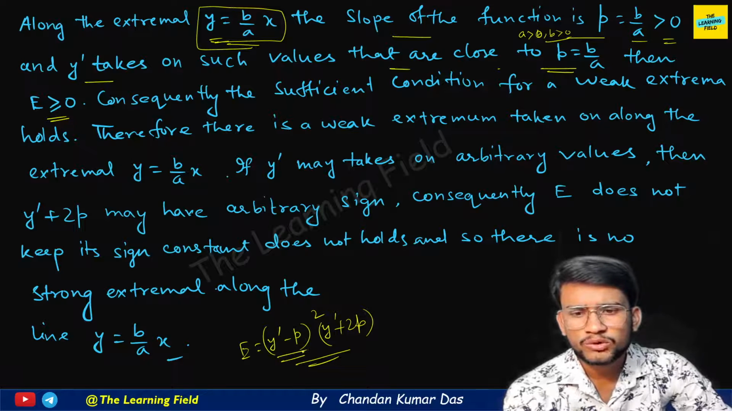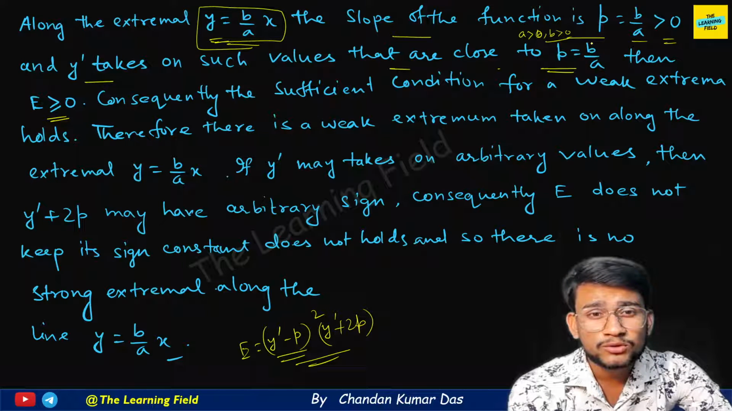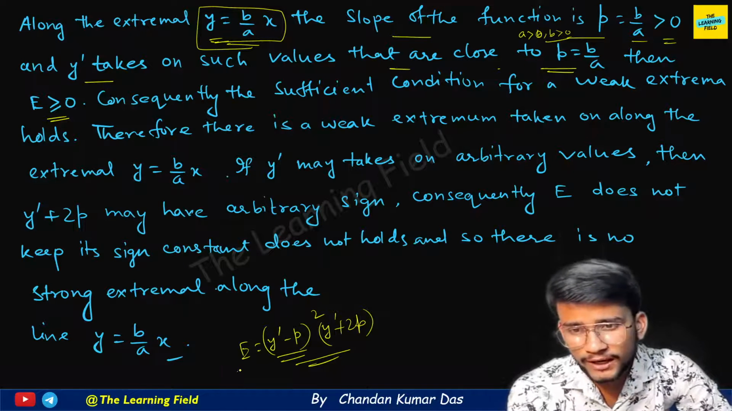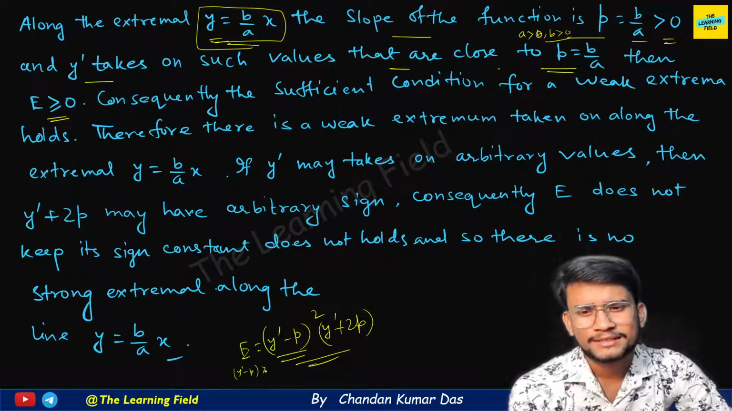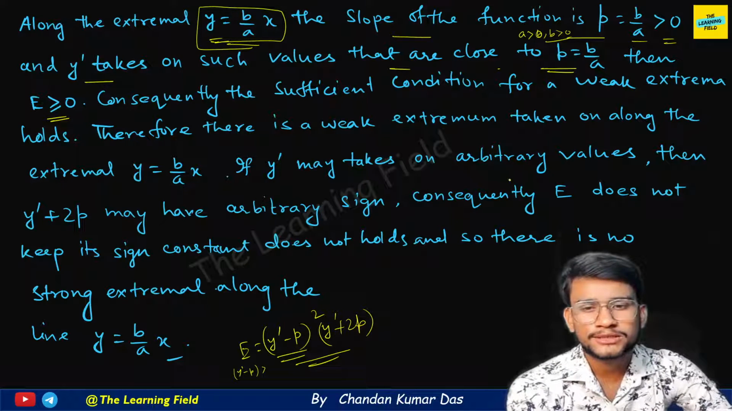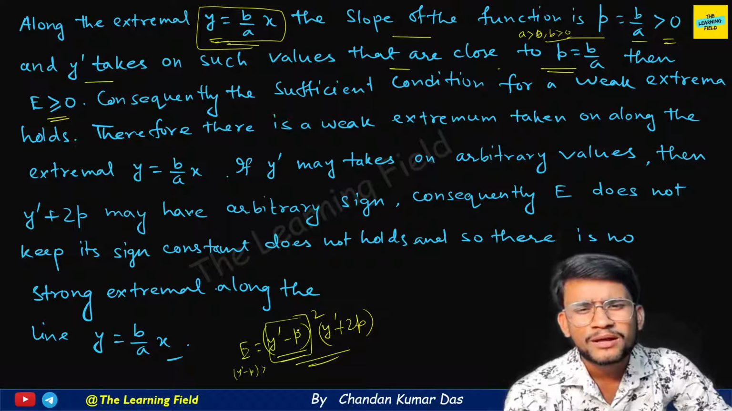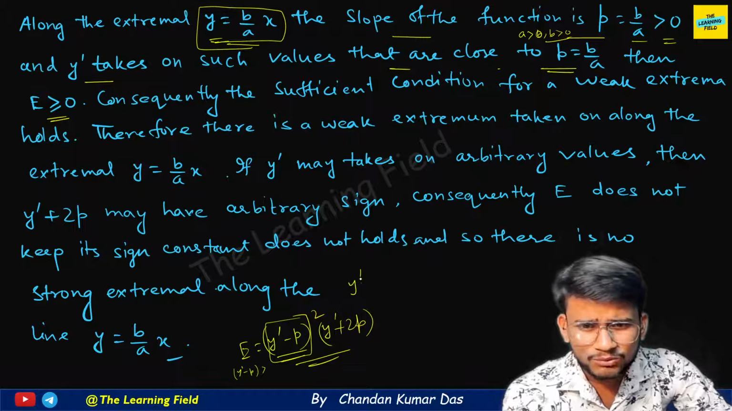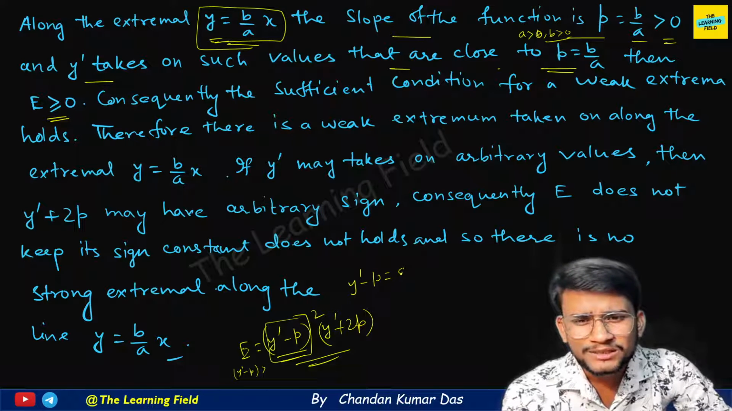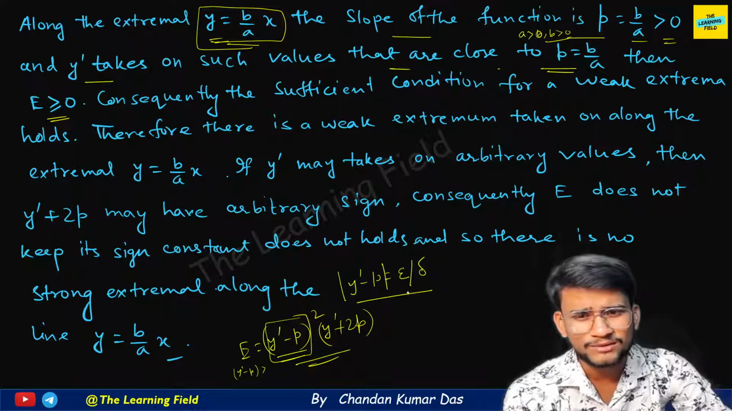Now this is a square term, so this is obviously greater or equal to 0. Why? If y dash is sufficiently close to p, then y dash minus p is slightly greater or slightly less, because the y dash and p values are almost similar. And this is a square term, so y dash minus p is either positive or negative by a slight difference. Suppose you can say y dash minus p equal to epsilon or delta, this small difference.